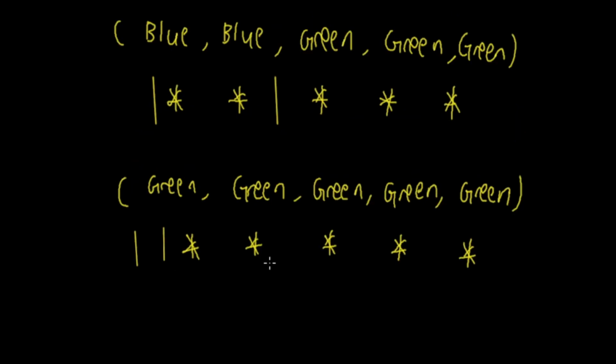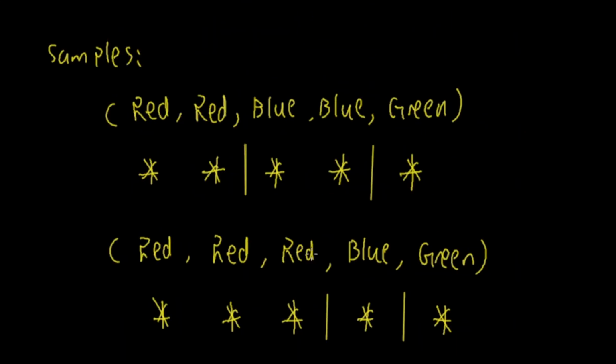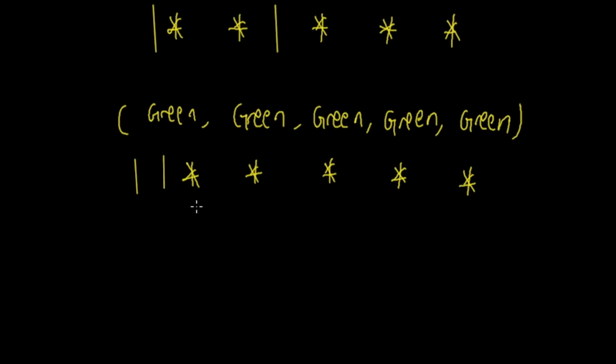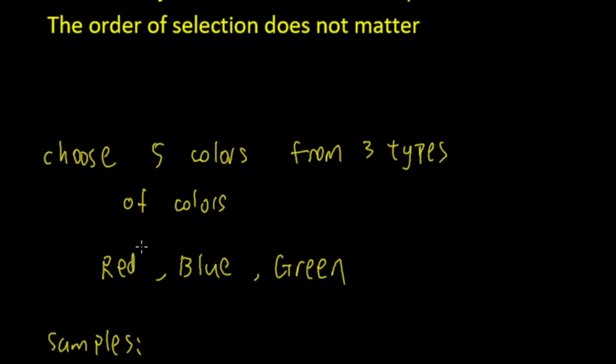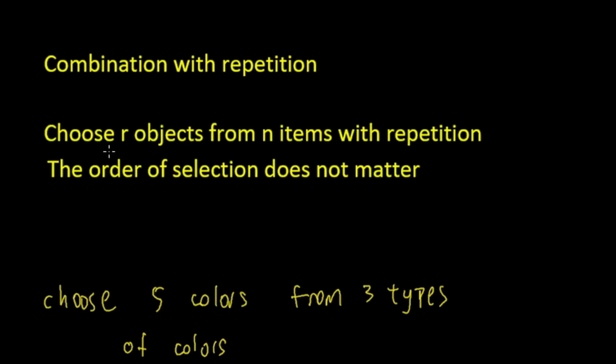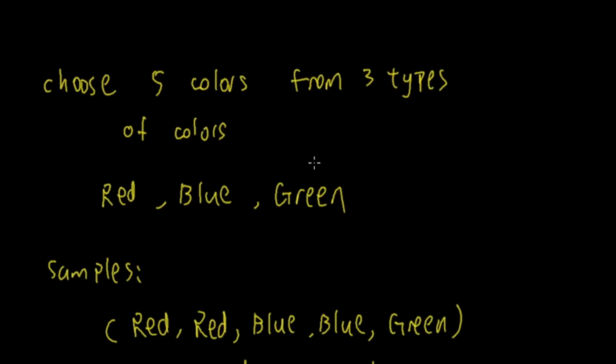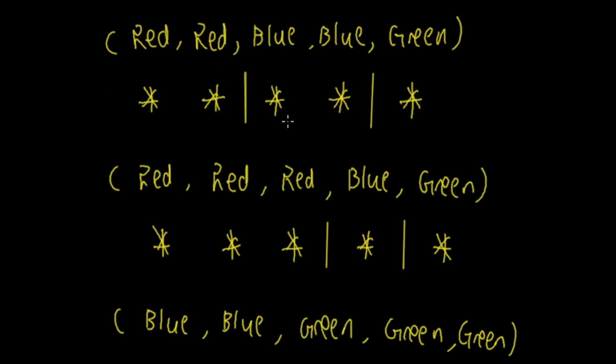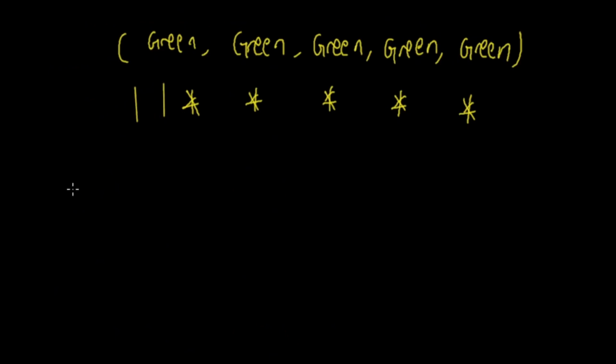Now look at this. Every single sample has 5 stars. At the beginning, we choose our objects from n items with repetition. We have 5 colors, and we choose 5 colors from 3 types, so r is 5. So r is the number of stars.